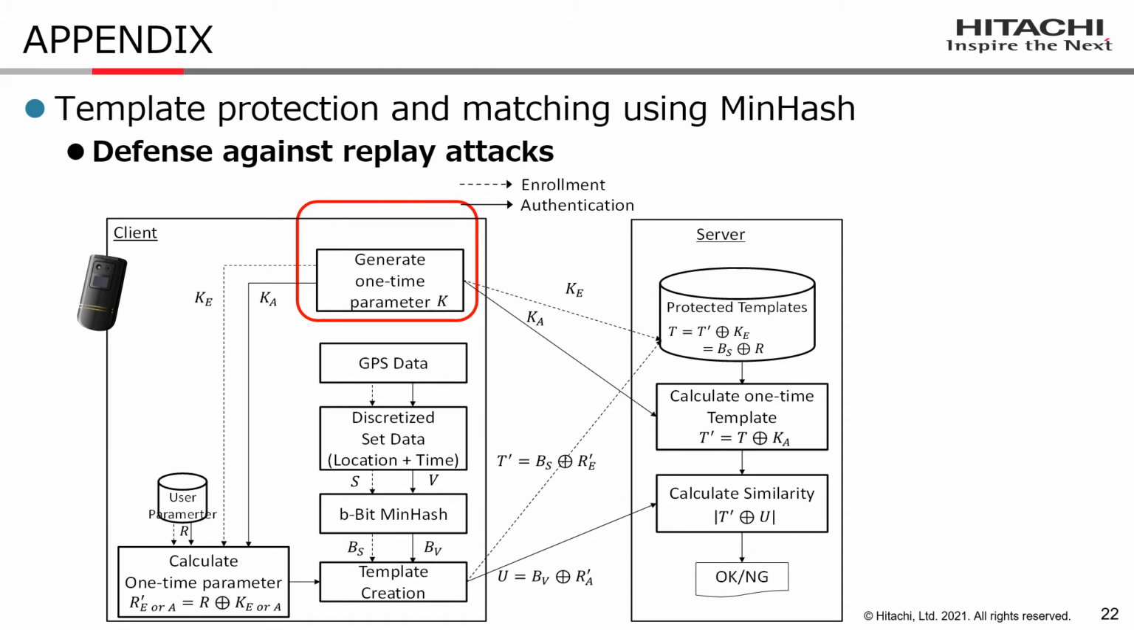To reduce the risk of spoofing, prevention of replay attacks is also necessary. This slide shows a system overview for preventing replay attacks. Using this architecture, the template that flows over the network can always be a one-time template, preventing authentication using a stolen template.